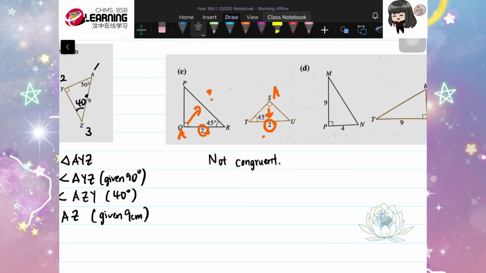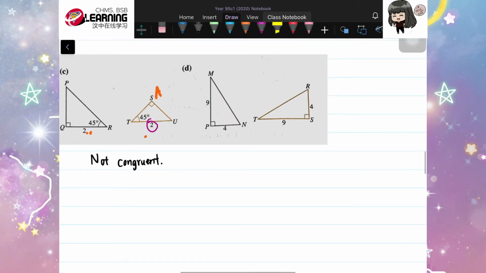Okay, it's not enough information, but it's not congruent because since the side is 2, your hypotenuse here cannot be 2, because we know that the hypotenuse is always longer than the sides. Here the hypotenuse is obviously 2, so the hypotenuse here cannot be 2, so it's not congruent at all. So this is a tricky question here. It's not congruent. Okay, let's look at part D.